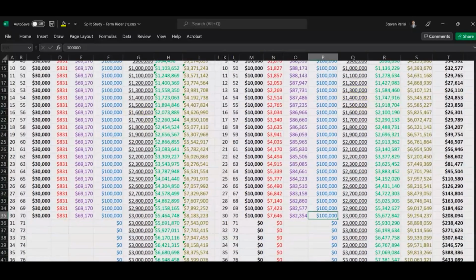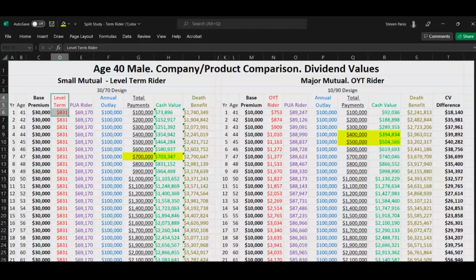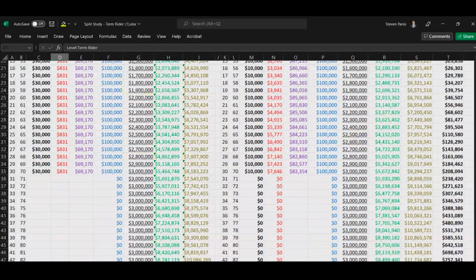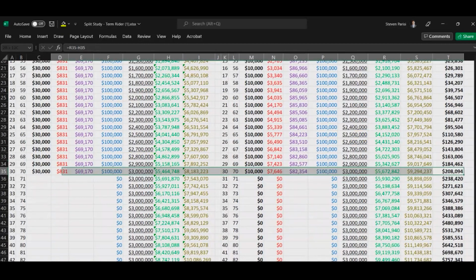Both policies are non-MEC all the way through. Both policies accept $100,000 per year for 30 years all the way through. With the 1-year term rider, we can continue beyond year 30. With the level term rider, we cannot. Once that term rider falls off, the longest it can be in this example is 30 years. Once it falls off, I will be restricted on how much I can add into PUAs per year. But aside from that, 30 years in, $200,000 difference.